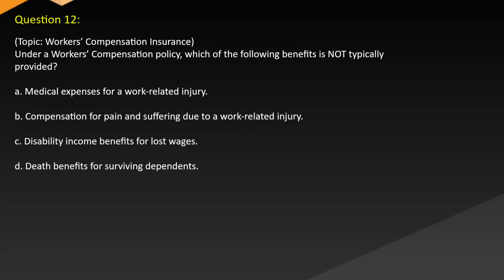Question 12. Topic: Workers' compensation insurance. Under a workers' compensation policy, which of the following benefits is NOT typically provided? A. Medical expenses for a work-related injury. B. Compensation for pain and suffering due to a work-related injury. C. Disability income benefits for lost wages. D. Death benefits for surviving dependents.